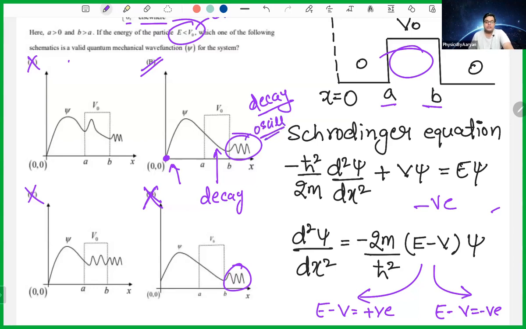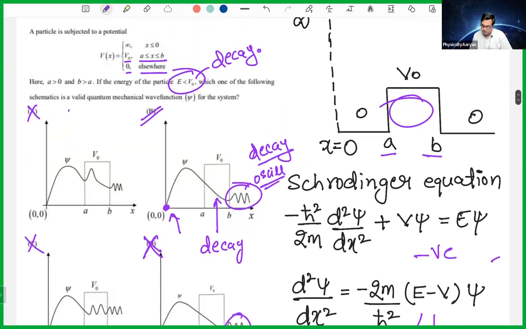Okay, so that is what we have. So we have an oscillating solution there, we have a decaying solution in between, and our wave function is 0 at 0. So all the three conditions are being satisfied. So that is why option number B comes out to be true.